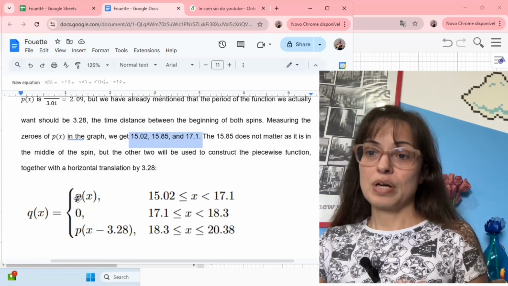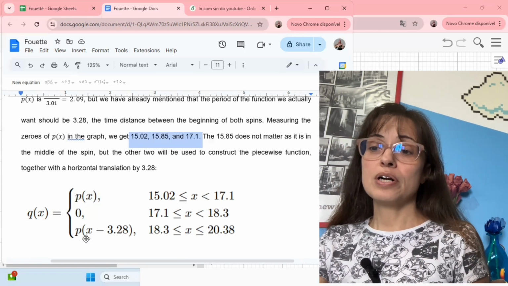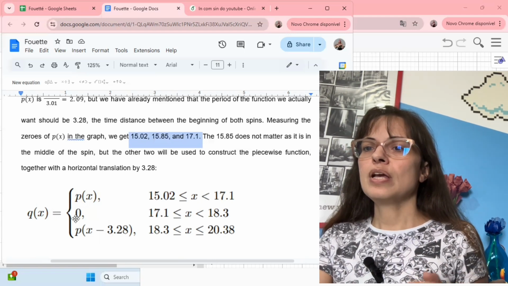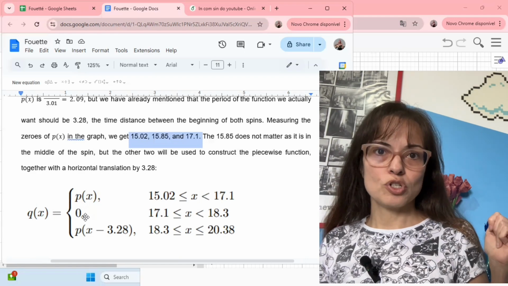So I start with my P function. The third part is going to be a horizontal translation of the P function. And in the middle, I just have a 0 to make it horizontal there.